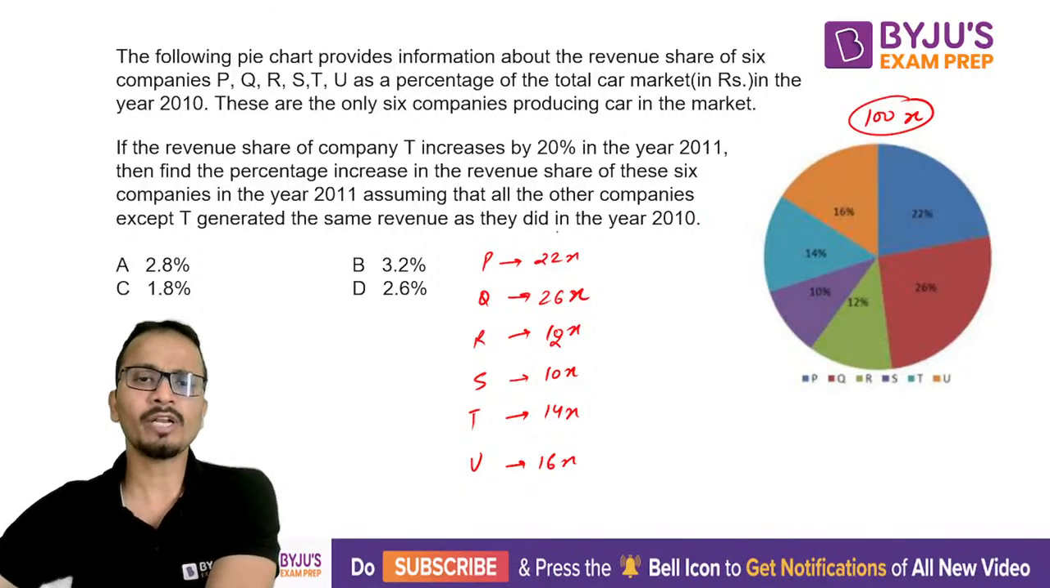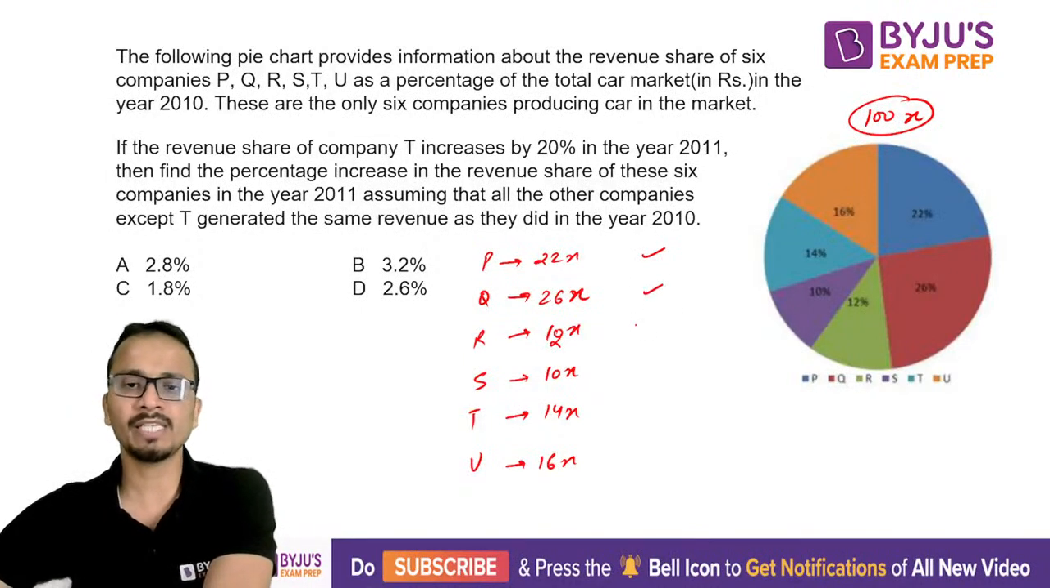Now this is the data for the year 2010. Now they are saying that in the next year all the values remain the same. That is, P remains the same, Q remains the same, R, S and U, all of them remain the same.